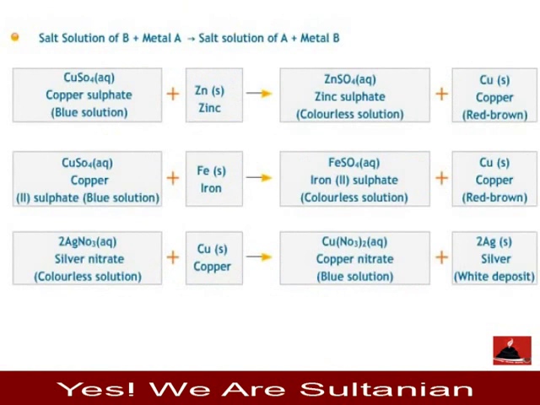How do metals react with solutions of other salts? Reactivity of metals determines which salt is formed when a metal is added to a salt solution. More reactive metal displaces the less reactive metal in the metal salt. These are called displacement reactions. Some typical examples of metal displacement reactions are shown here.